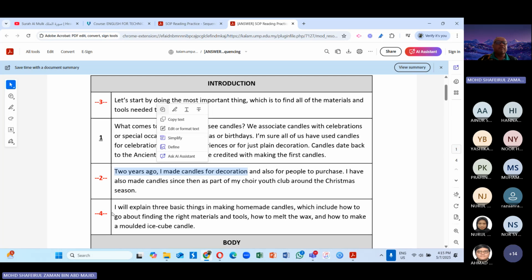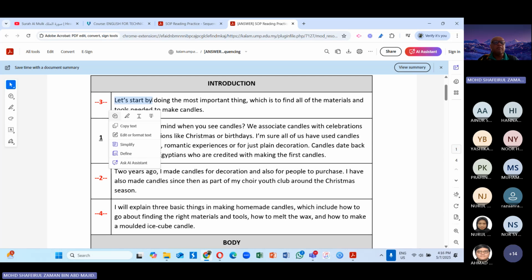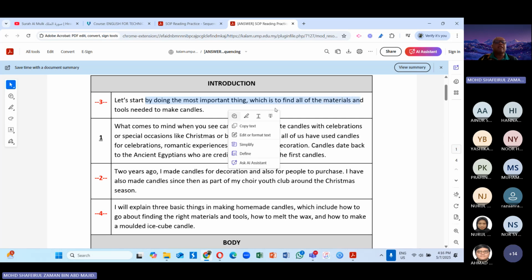So over here, number 4, you can see that this is more detailed. How many steps are involved? There are 3 steps involved. Number 1, finding the right materials and tools. Number 2, how to melt the wax. And number 3, how to make a molded ice cube candle. So that is more detail. However, before that, you have the words let's start. That will be the keyword, the word start, so beginning by it. So let's start by doing the most important thing, which is to find all of the materials and tools needed to make candles. And this is the reason why it is number 3, not number 4.